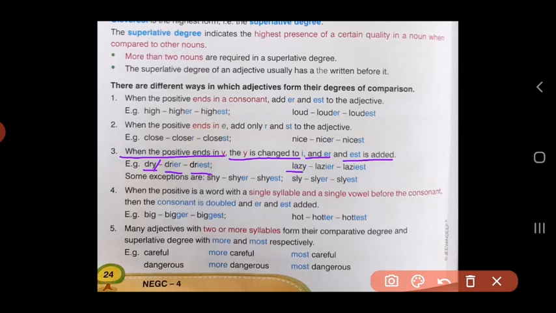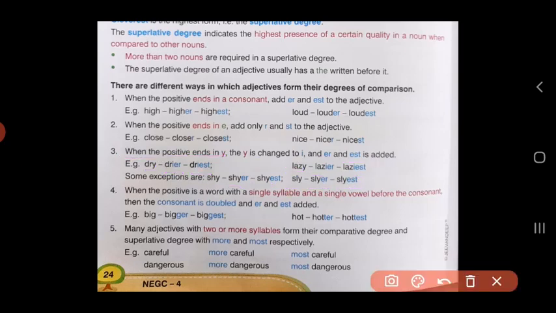Lazy, that ends in Y. To convert it to comparative, remove Y and add I plus ER. For superlative, again remove Y, replace it with I and EST, laziest. Some exceptions to this rule are shy, shyer, shyest. So here the Y is not replaced with I. Same way, sly, slyer, slyest.